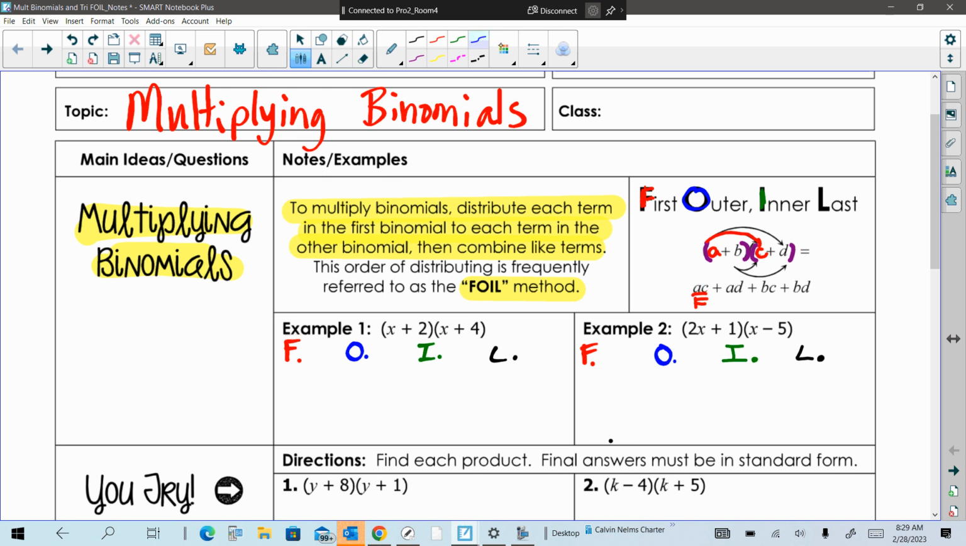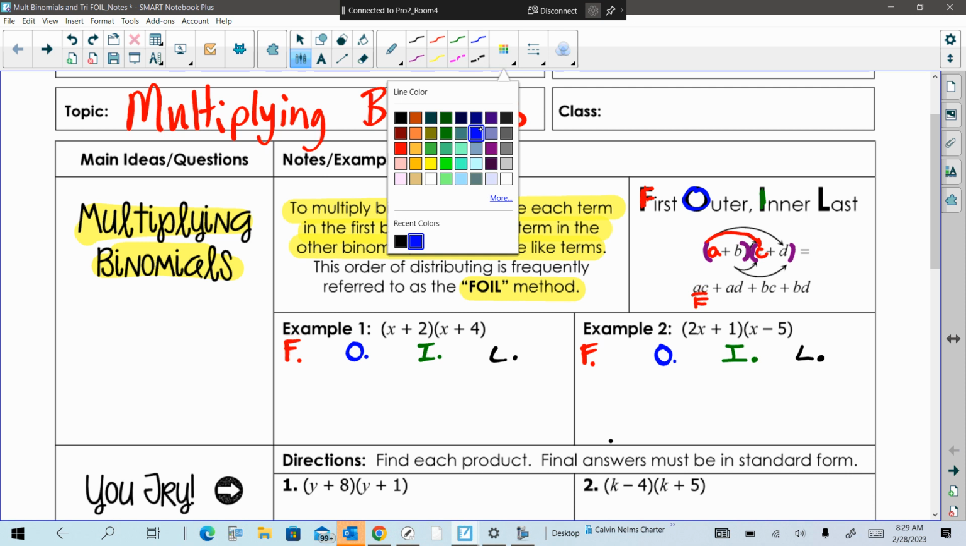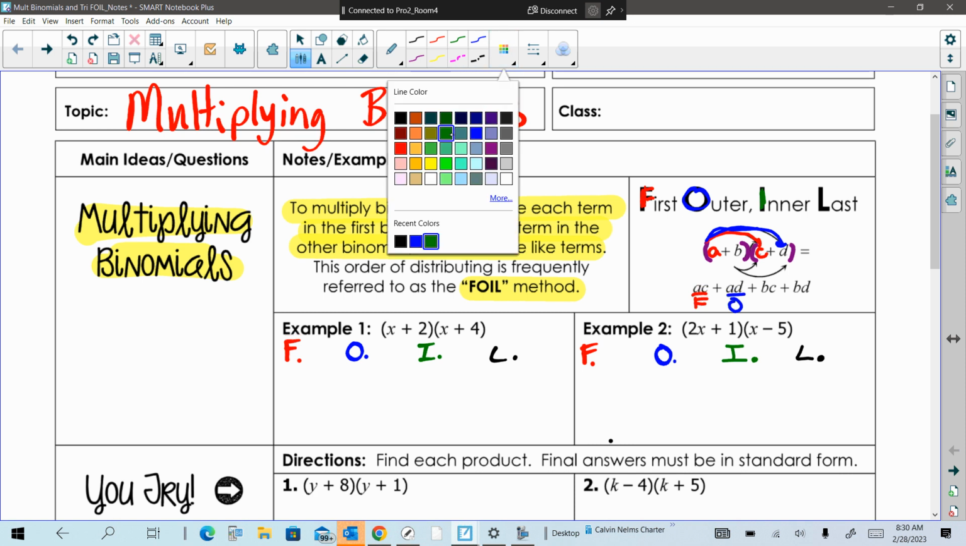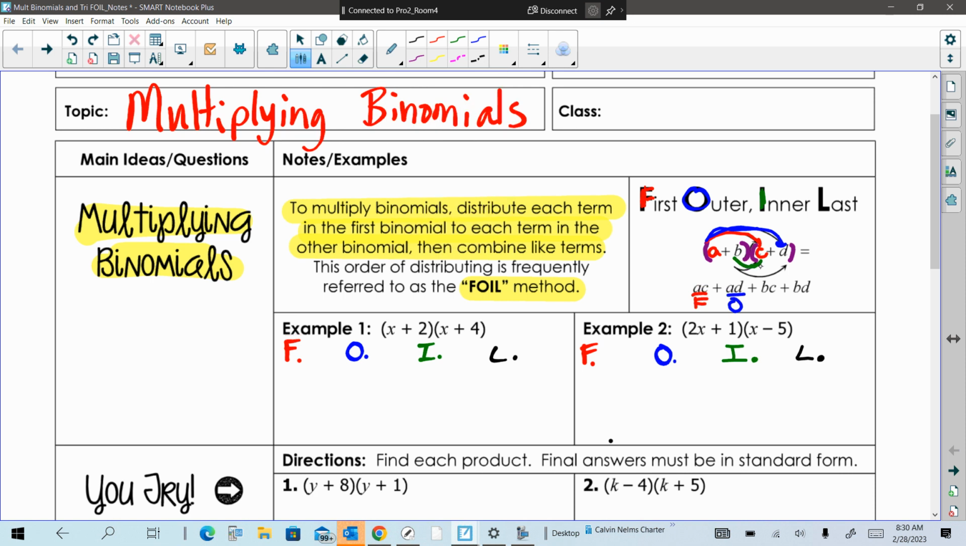O is the outer terms. So the outer terms are like the outside of the two groupings. So this would be the A and this D. AD represents the outer terms in the two groupings, the outsides. The I is your inner terms. Inner is here, the B and the C. So that's our I here. And then our last terms. Last in each parentheses is the B and the D. So when I multiply those together, we just get BD, which is our last term.